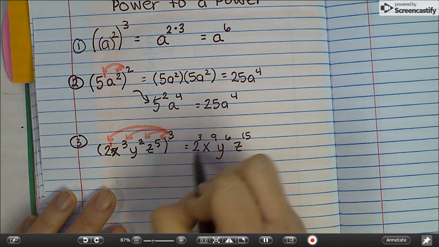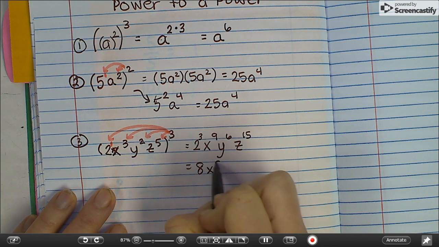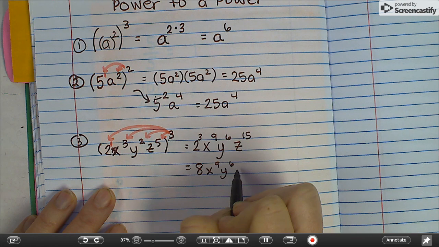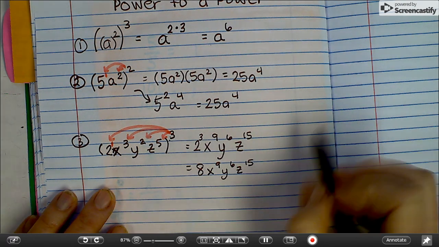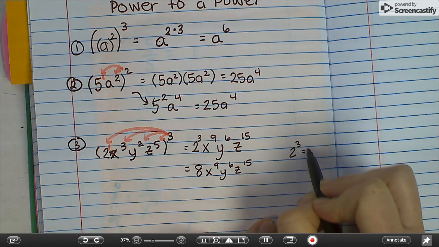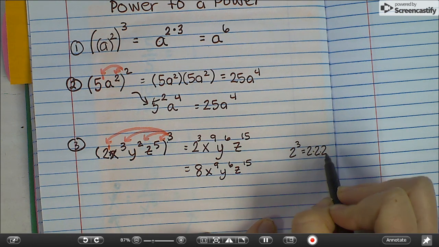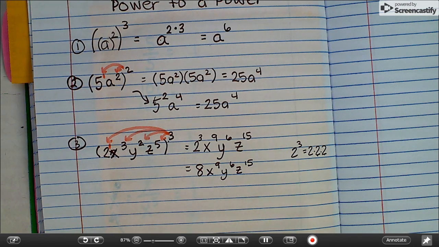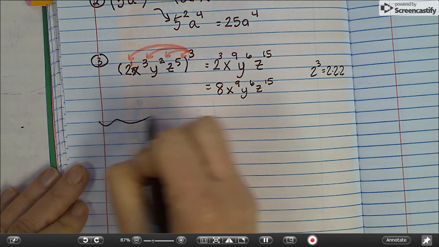And then we need to simplify this part. So the actual answer is 8 x to the 9 y to the 6th, z to the 15th. 8 because 2 cubed means 2 times 2 times 2. So 2 times 2 is 4. 4 times 2 is 8. Okay? So here's an example for you to try.